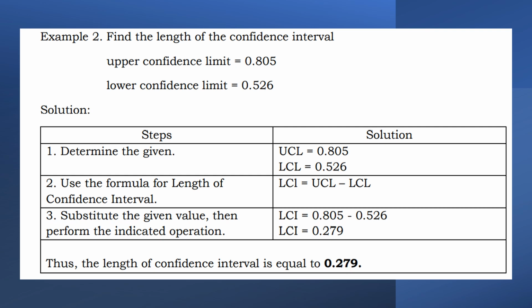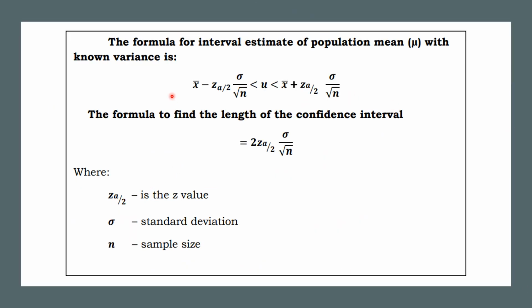Now, we have here the formula for interval estimate of population mean with known variance, if the variance is known or is given. So this one, we have here the formula. The x bar is the sample mean. So sample mean minus z sub alpha over 2 times standard deviation over the square root of n. Sa kabila naman is mean plus z sub alpha over 2 times standard deviation divided by square root of n.